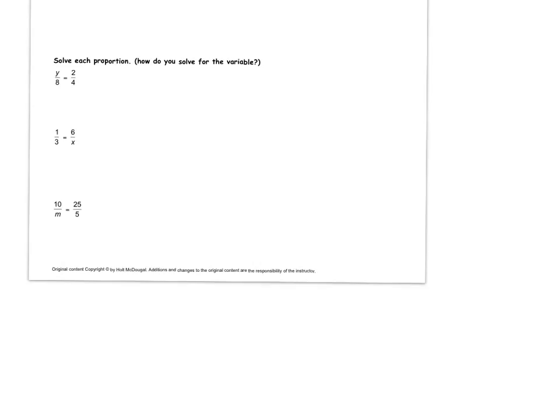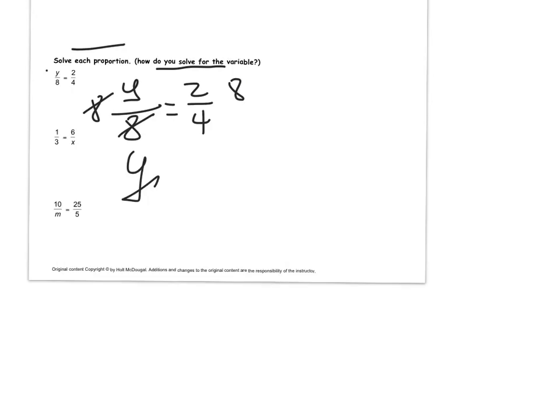Okay, down here on the bottom, we're going to solve each proportion. And then I want you to write a statement on how to solve that variable. Notice the variable I have in this one is y. So I have y over 8 is equal to 2 over 4. Since y is in the numerator, the only thing I have to do to solve it is multiply by 8 on both sides. That cancels that out. I'm left with y equals, now I'm going to multiply straight across. So 2 times 8 is 16 divided by 4, and 16 divided by 4 is 4.